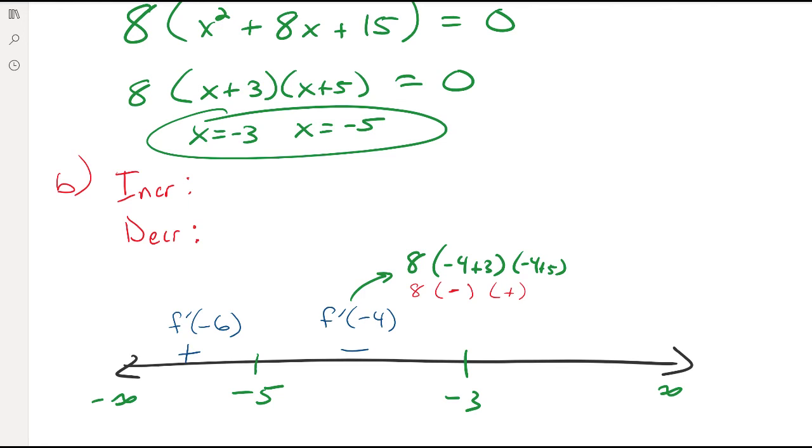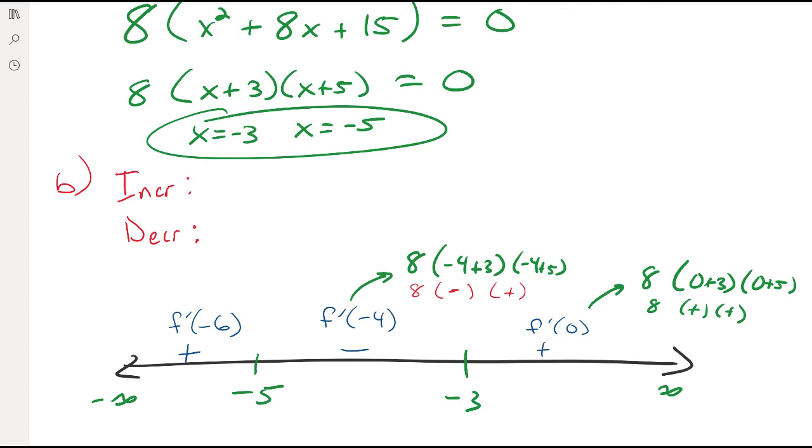Okay, and one more. I need a number that's bigger than -3. We can use f prime of, let's say, 0. And I'm going to do the same little trick that I did before. We're going to have a positive 8 times 0 plus 3 times 0 plus 5. Well, we got a positive 8 times another positive number times another positive number. Well, 3 positives, when we multiply those, we're going to end up with a product that is positive.